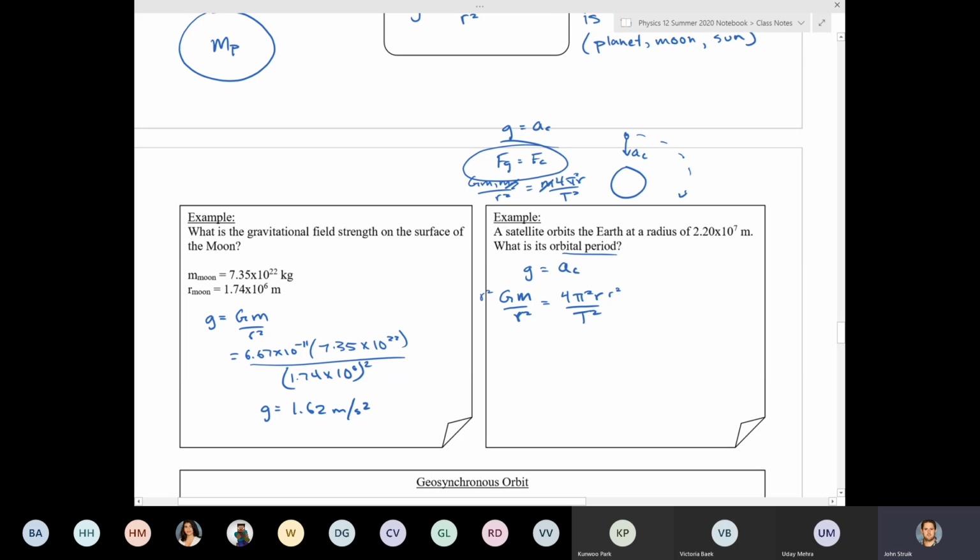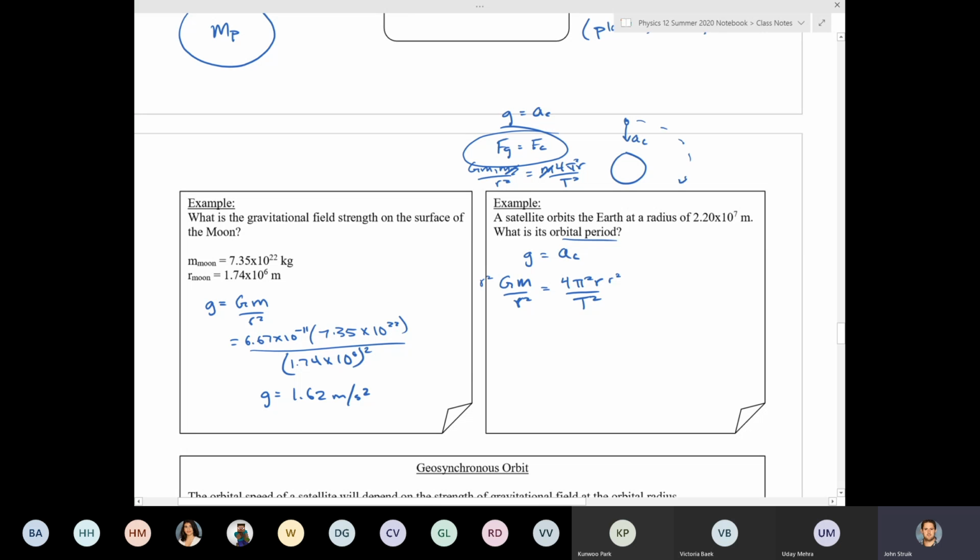So we're going to multiply both sides by r squared. That's going to cancel out. We're going to multiply both sides by t squared. That's going to cancel out. And then I'm going to divide both sides by Gm as well. So we get t squared equals 4 pi squared r cubed divided by Gm.